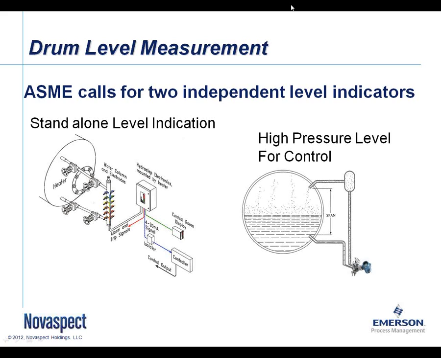You can see on this particular graphic it's showing both a local display on the box there and then the option for a remote display that can show up in your control room. Typically these will be a series of red and green LEDs, green representing the water level, red representing the steam in the top of the drum.